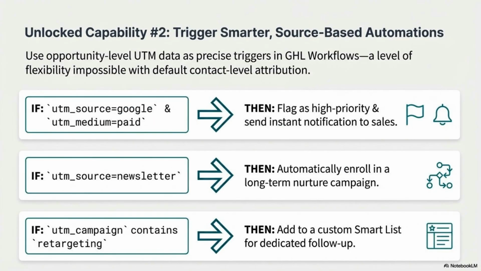Now that attribution is tied to the deal, HighLevel workflows can get dramatically smarter. You can trigger automations such as marking Google paid search leads as high priority, enrolling newsletter leads into nurture campaigns, routing retargeting leads into a special follow-up pipeline. This level of precision is impossible when attribution is tied to contacts instead of opportunities.